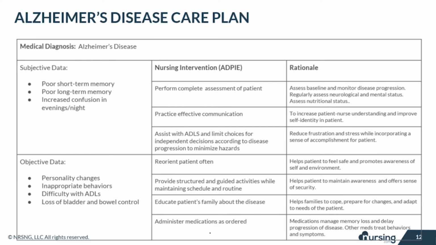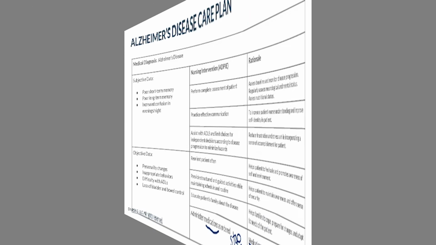Lastly, you want to make sure you administer medications as ordered. Guys, we can't reverse this disease at this point in time. We don't have that ability with medications, but we can stop it from progressing as much as we can with medications, right? So medications are going to help to manage that memory loss and hopefully delay the progression of the disease. There's other meds as well that we might need to use to treat behavior, such as agitation, combativeness, things like that, and symptoms.